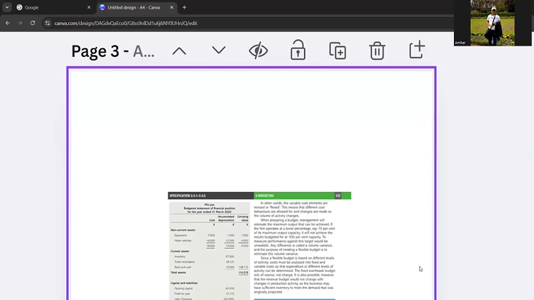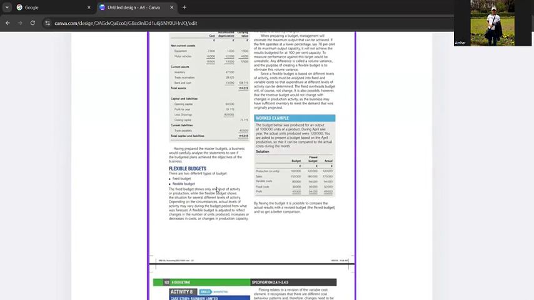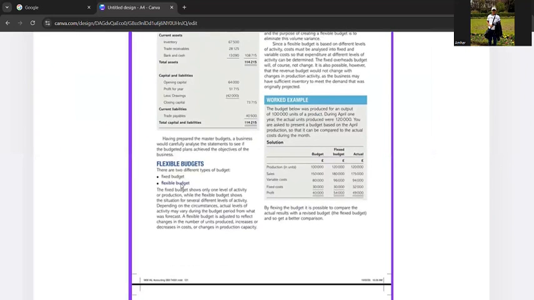Now look at this. We'll study flexible budgets now. There are two different types of budgets. First one is fixed budget and then flexible budget. So now we'll see the difference. The fixed budget shows only one level of activity of production, while a flexible budget shows the situation for different levels of activity. So that's the difference. I'll just summarize this and explain it to you.